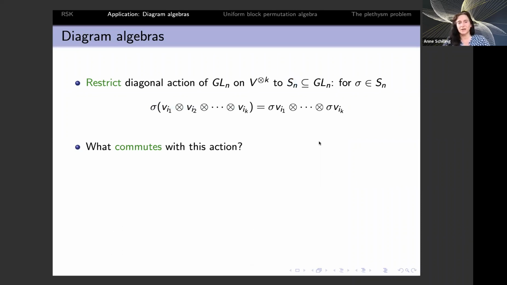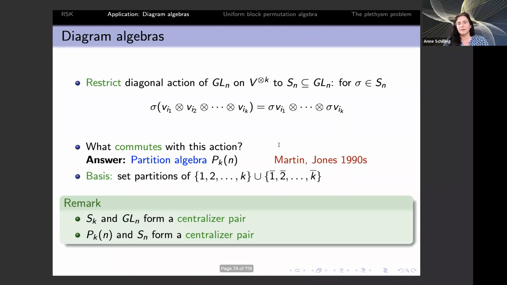If we do that, the question is, what commutes with this action? When we took the full GL_n, the commuting action was S_k, because we are permuting the factors in V^{⊗k}. But if we restrict GL_n to S_n, the question is, what is the commuting action? And it turns out that this is precisely the partition algebra that we've just discussed. This result was given by Martin and Jones in the 1990s. So what we can deduce from that is that both S_k and GL_n are a centralizer pair, but the partition algebra and S_n also form a centralizer pair.